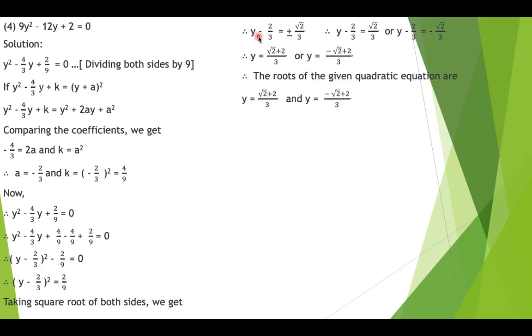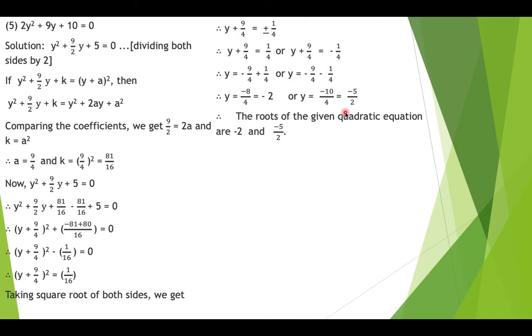Therefore, taking this minus 2 by 3 to the right hand side and solving it, since the denominators are the same, we are going to get y is equal to root 2 plus 2 upon 3, or y is equal to minus root 2 plus 2 upon 3. Therefore, the roots of the given quadratic equation are y is equal to root 2 plus 2 upon 3 and y is equal to minus root 2 plus 2 upon 3. This problem is also similar to it.